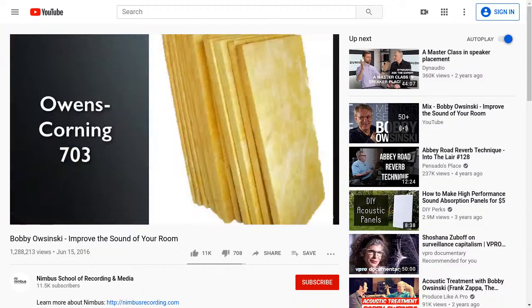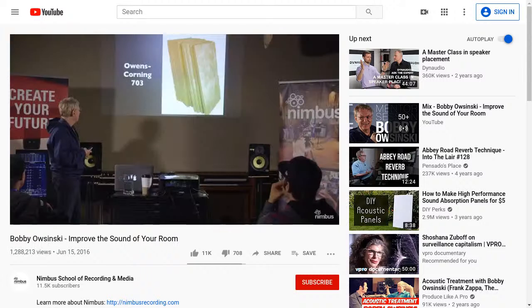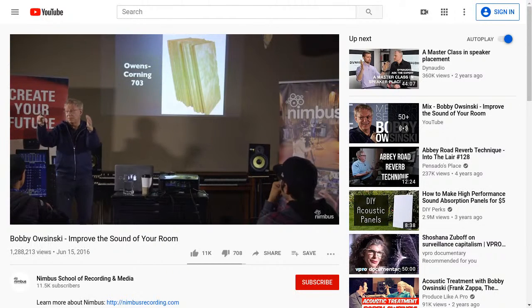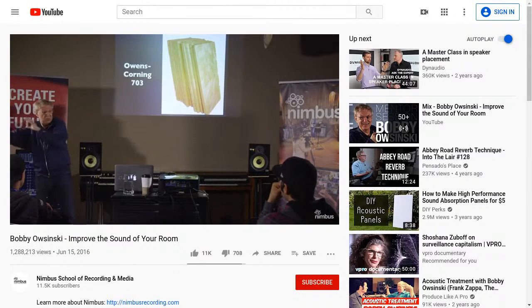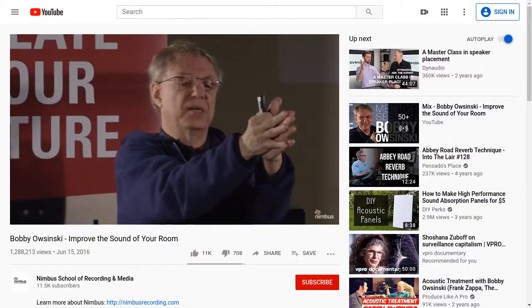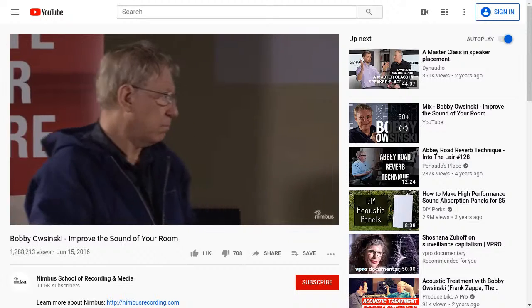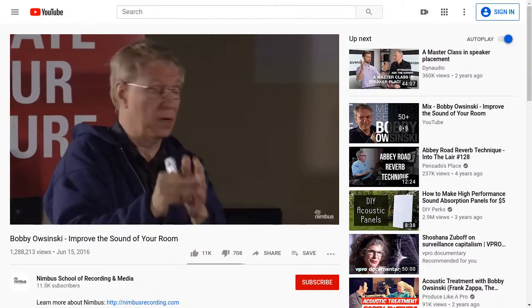What's the material? Well, this has been used in studios forever and ever. It's Owens Corning 703. And again, this has been a standard. Every studio you can think of has used this. What it is, is compressed fiberglass. You know the fiberglass that usually goes in walls or in your attic, it's compressed into a sheet. And that's why it works so well.